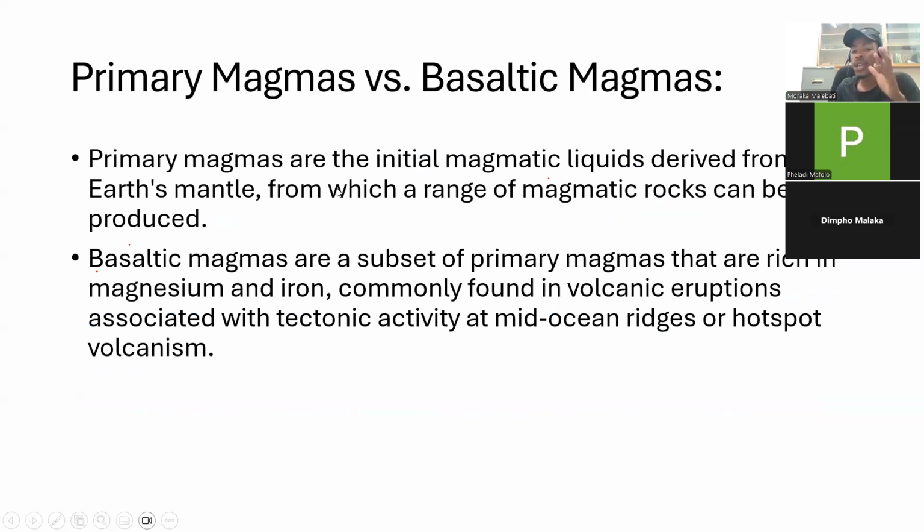Primary magmas are the initial magmatic liquids derived directly from the mantle rocks such as peridotites, and that melt must not undergo any magmatic differentiation. That's why it represents the initial composition. Whereas basaltic magmas are a subset of primary magmas that are rich in magnesium and iron. So it means the basaltic magma is a subdivision of the primary magma.